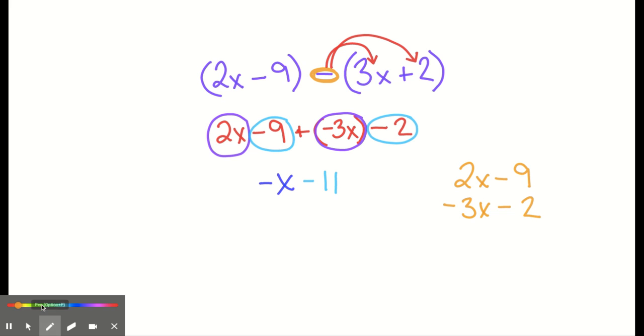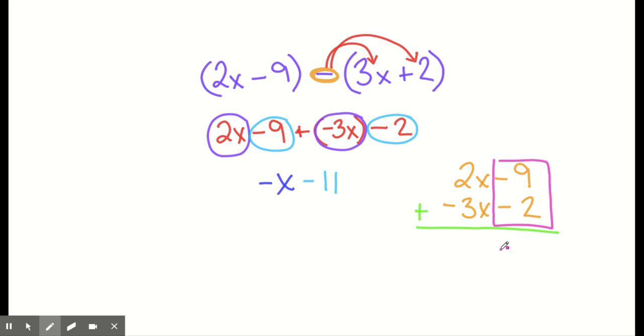What am I doing with these two expressions? I'm adding them, right? I'm adding them now because I distributed that negative. My like terms of negative 9 plus negative 2 would give me that negative 11. And 2x plus a negative 3x is going to give me that negative x.